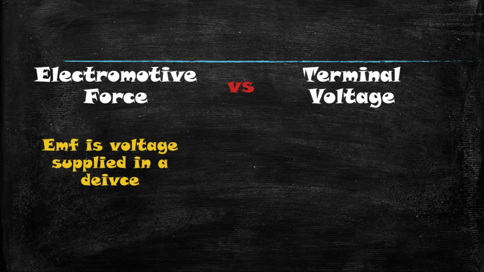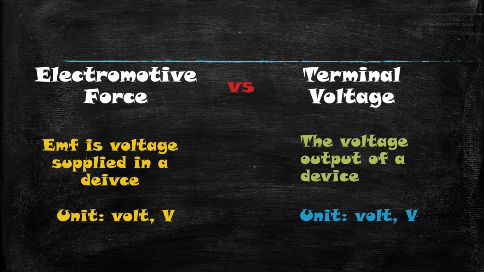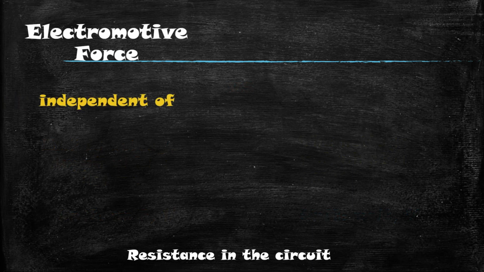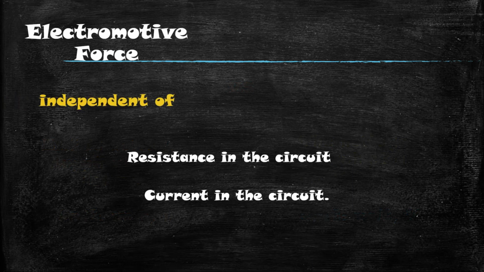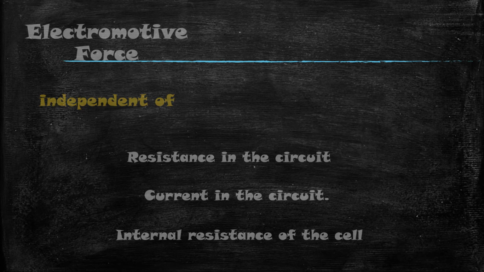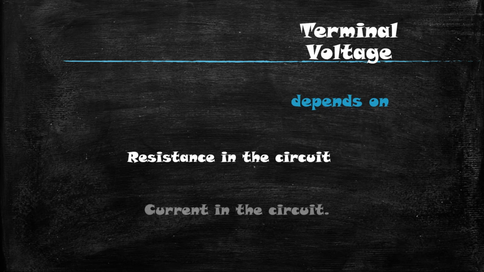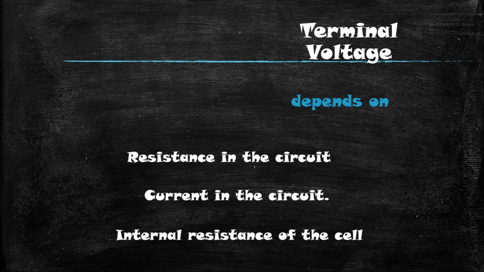EMF is the supply voltage, but the terminal voltage is the effective or output voltage of a device. Both have the same unit, which is the volt. Electromotive force is independent of the resistance in the circuit and the current in the circuit, but depends on the internal resistance of the cell or battery, while the terminal voltage depends on the resistance in the circuit, the current in the circuit, and the internal resistance of the battery.